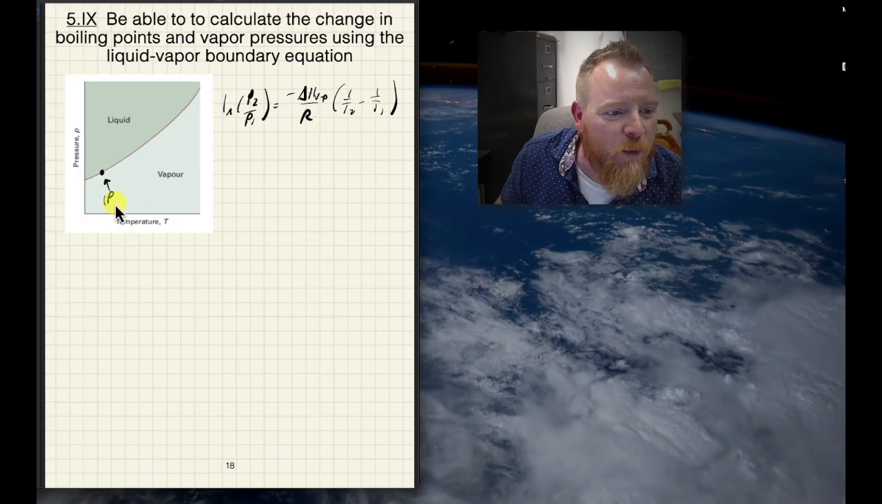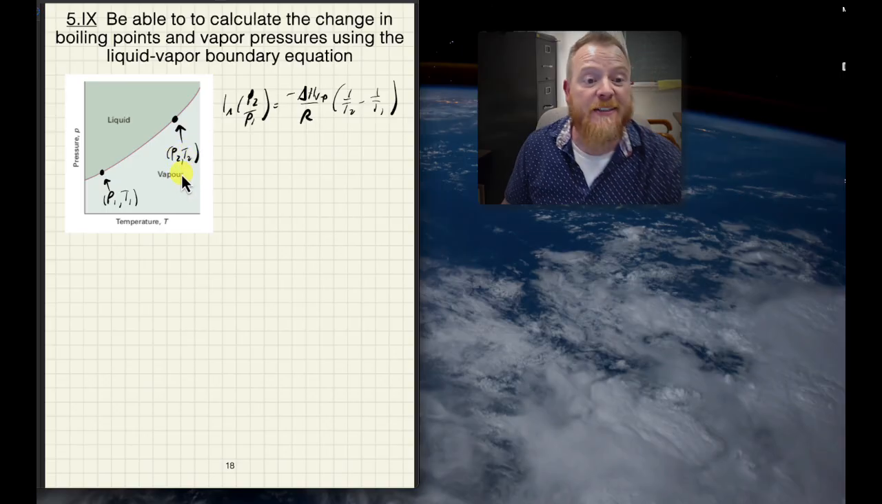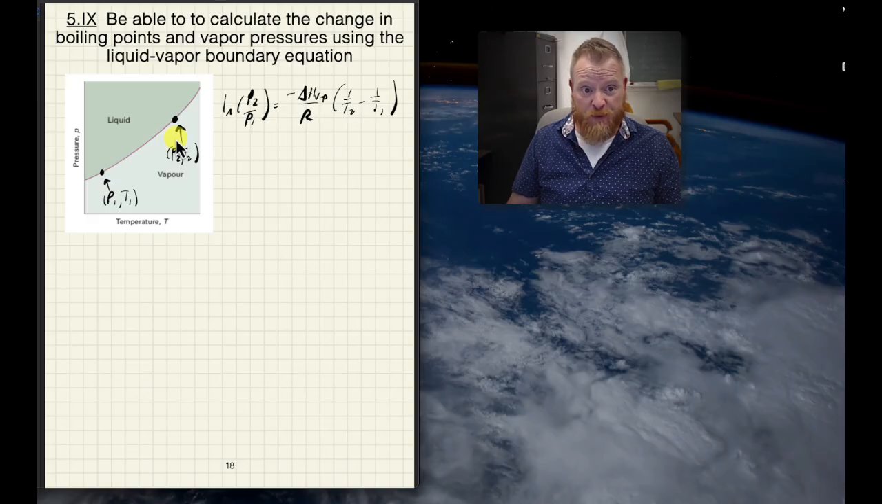Okay, so that would be P1 and T1, right? And some other point up here will be P2 and T2. So typically then we would use other reference values. Okay, so I'll keep going on with the algebra here and I'll describe what our reference values will be.